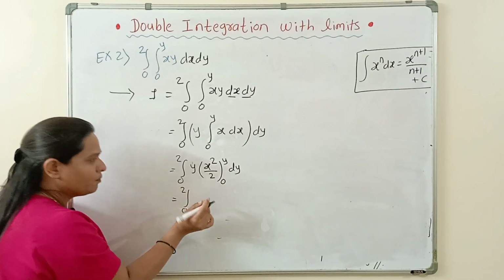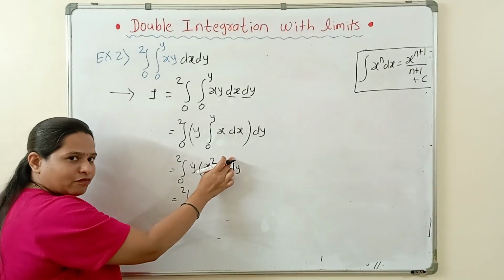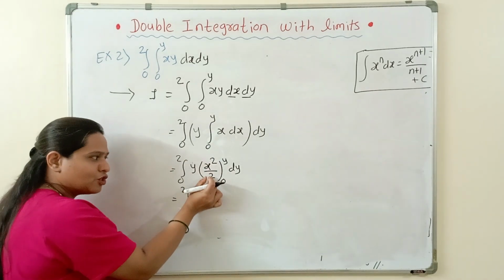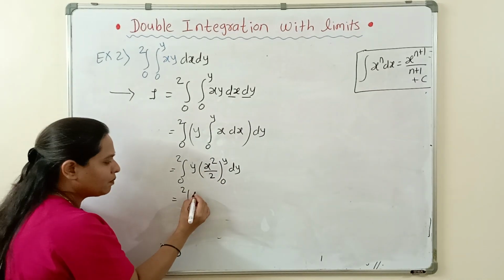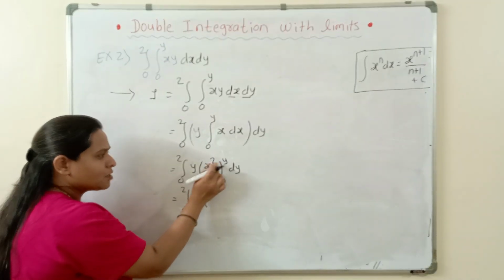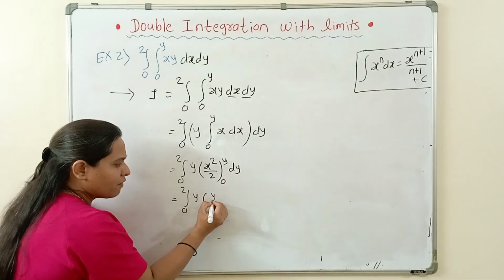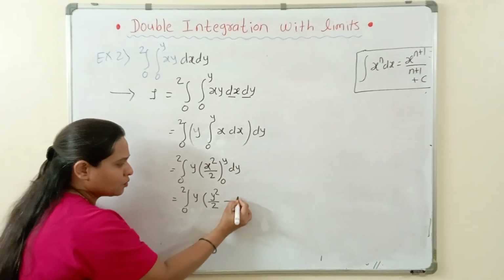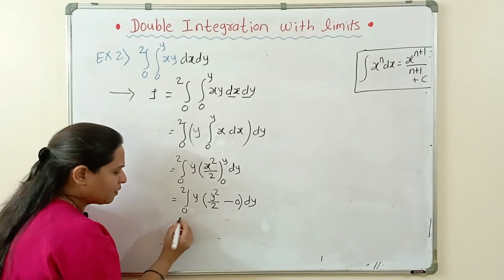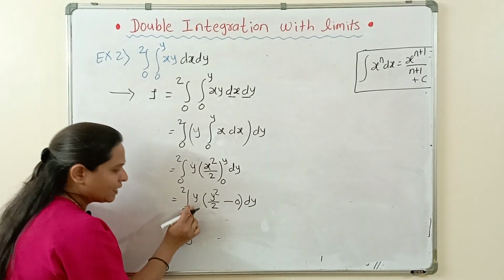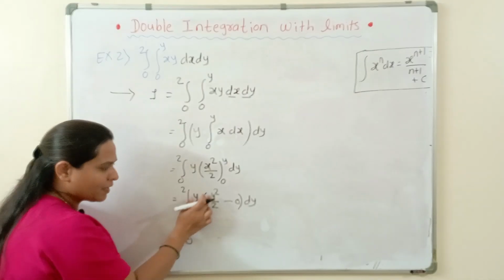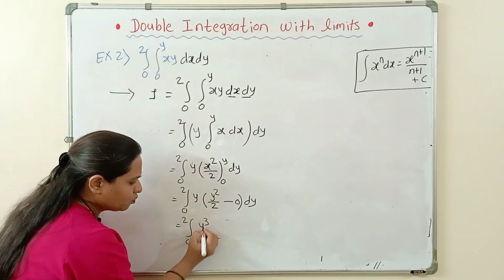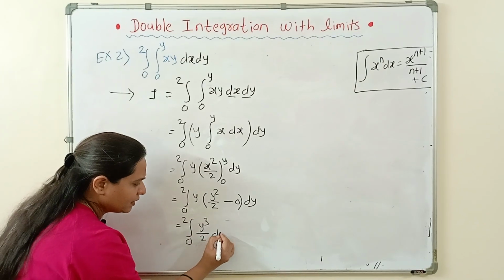So this is equal to integration from 0 to 2. Replace x by the upper limit first, then minus, in the same function replace x by the lower limit. So it will be y times, when you replace x by the upper limit, y square divided by 2, minus, when you replace x by 0, it will be 0. Now simplify this. 0 to 2, multiply by y inside. So what do we get here? Y cube divided by 2 and then dy.